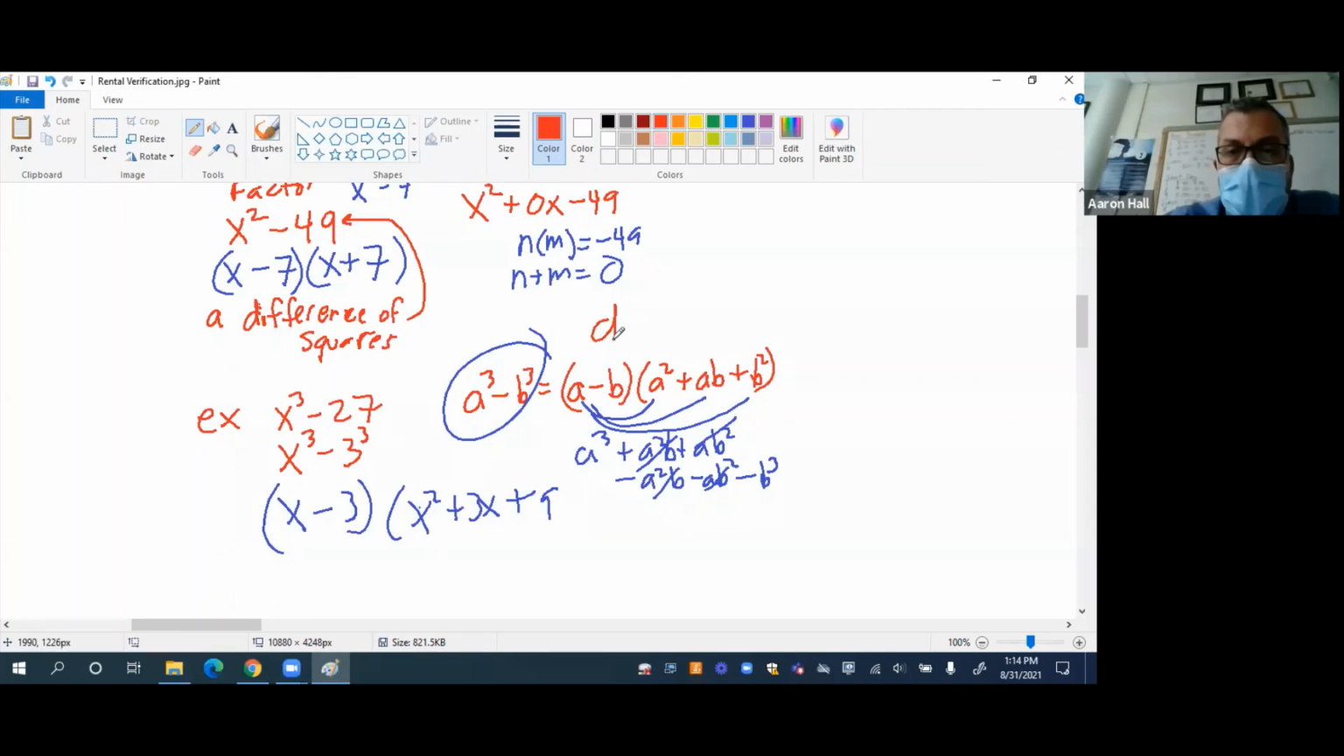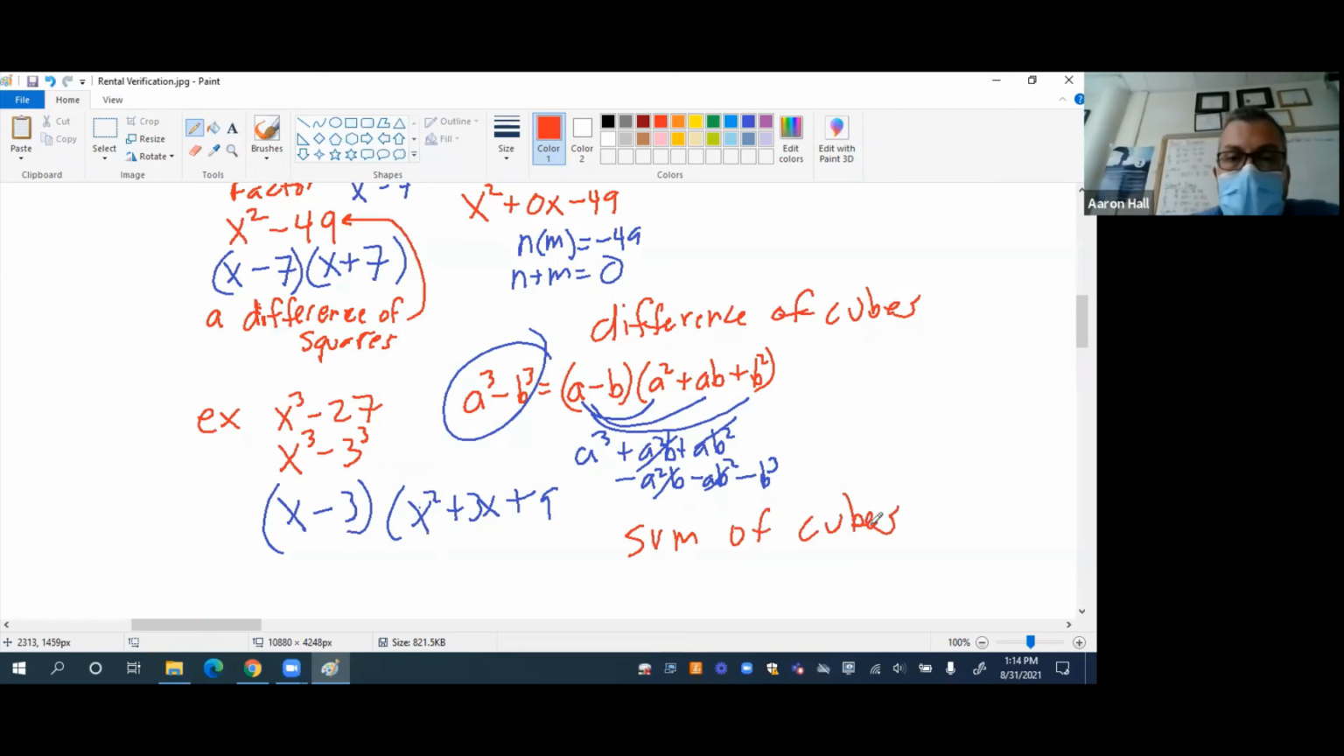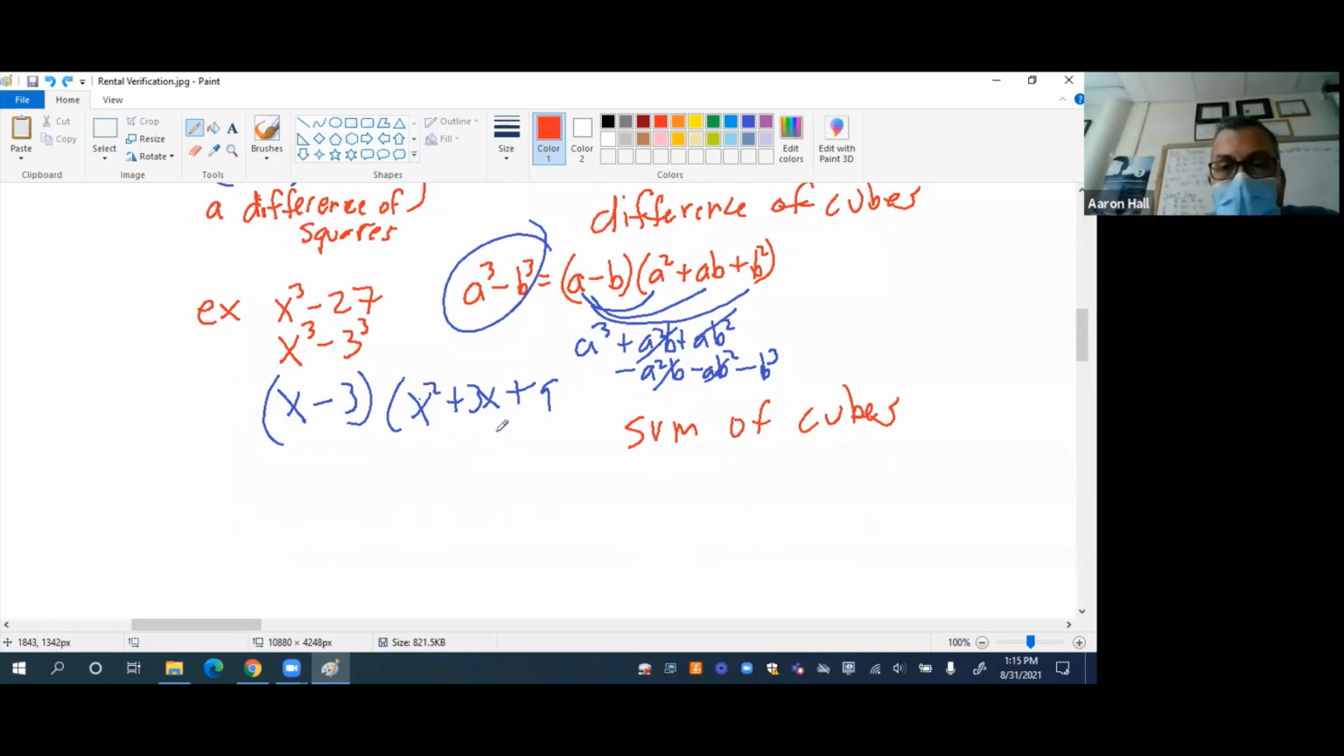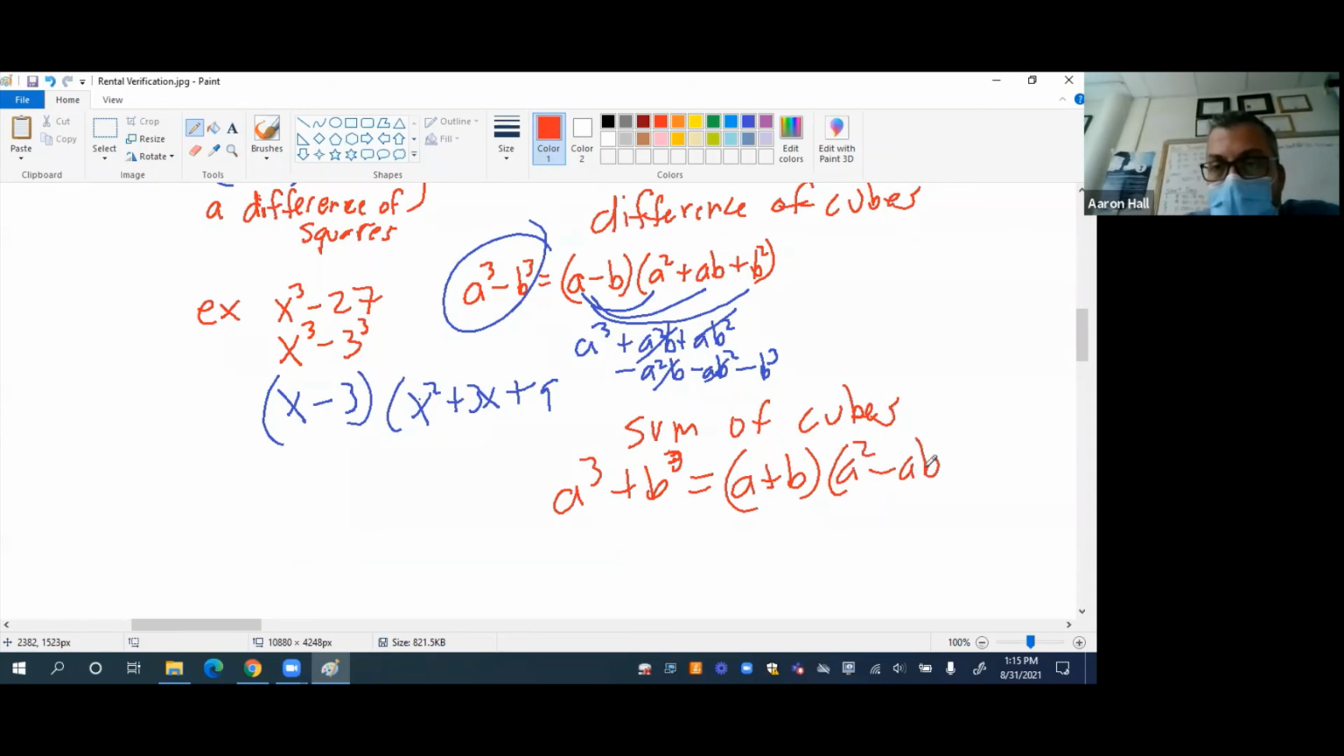Now, one more, really quick. This is a sum of cubes. The only difference between a difference of cubes and a sum of cubes is that the negative goes here. If I have a cubed plus b cubed, then that equals a plus b times a squared minus ab plus b squared. The only difference between a sum of cubes and a difference of cubes as a factor is that the negative has been moved. Everything else is the same.